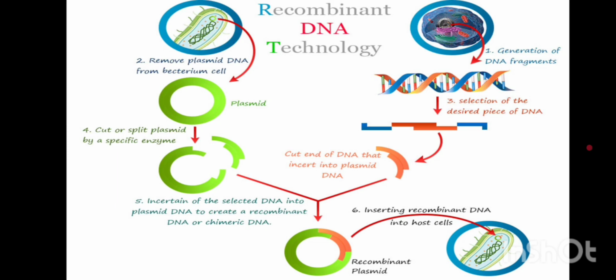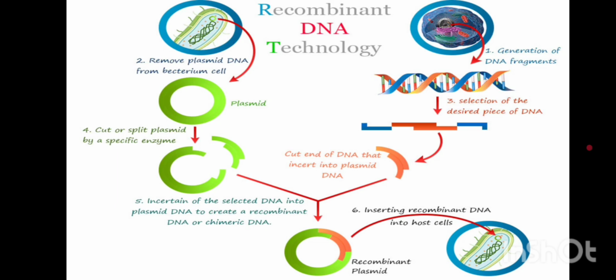From the generated DNA fragments, we select the desired gene of interest that we want to insert into the plasmid. The plasmid DNA is cut open using the same restriction enzyme. This ensures that the ends of the plasmid and the DNA fragments are compatible for binding. The selected DNA fragment is inserted into the plasmid at the cut site, forming recombinant DNA.